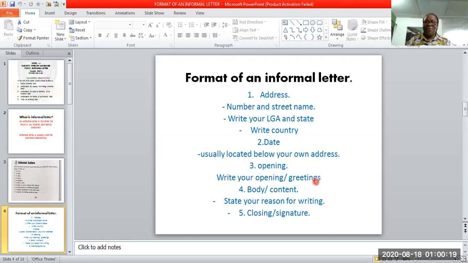Beautiful. Now we move on to the body or content. The body of your letter carries the message you intend to pass on. The content of your letter is the body. And what should be written in the content of your letter? The major message or messages you want to pass on. So we are writing to Cindy in Hawaii. And what is the message?